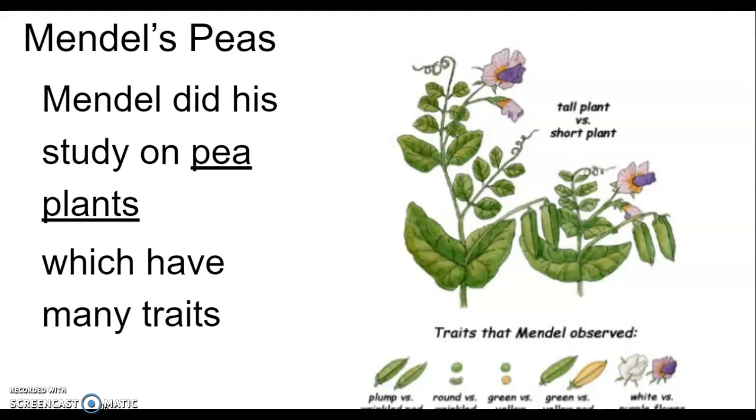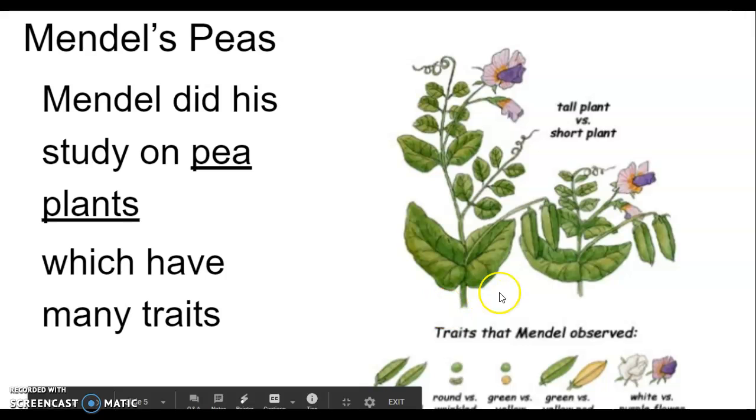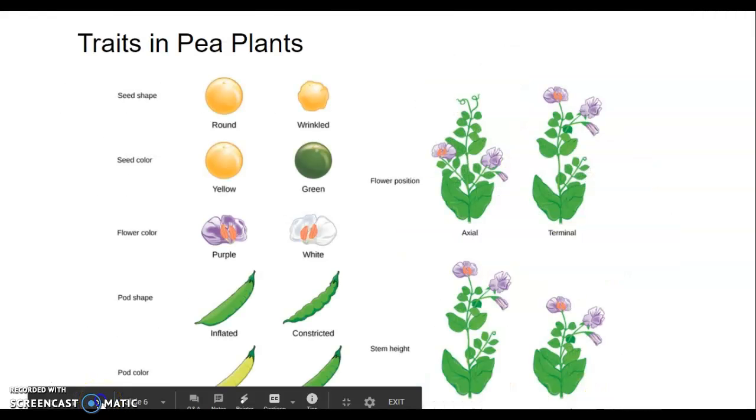So he worked on pea plants, and pea plants have a lot of traits. You'll see a few of them here on the slideshow, like the pod shape, the pea if it was round or wrinkled, or green or yellow peas, and the pod colors, and even the flower colors. Mendel actually grew thousands of pea plants and kept very meticulous data.